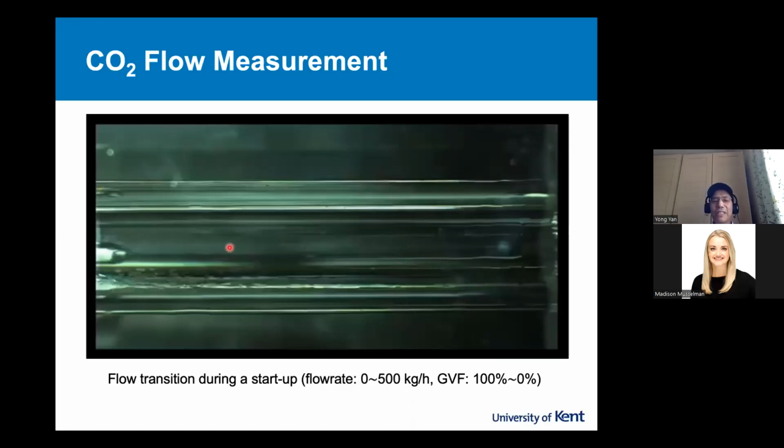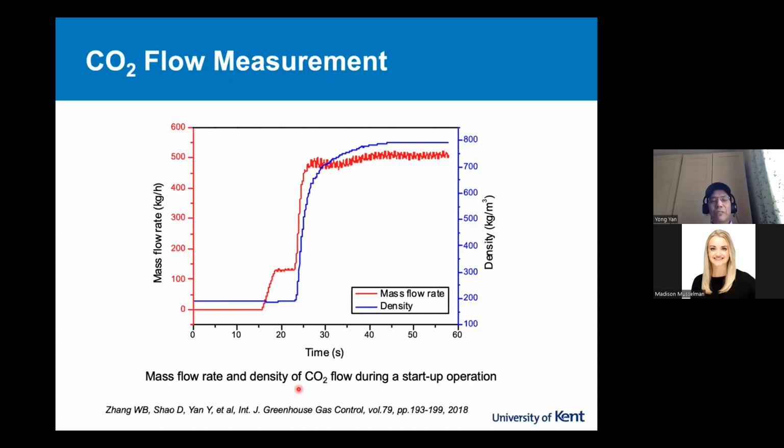If I could show you, it's a transient process during a startup, like a CCS process. Initially, it's gas-free CO2, then liquid CO2 comes from left to right. In the power industry, CCS is quite dynamic. The CO2 flow starts in gas form, then liquid, so you've got a lot of transient processes. How do we monitor this? It's not easy. That's the whole idea. I have that video clip, but unfortunately we can't see it.